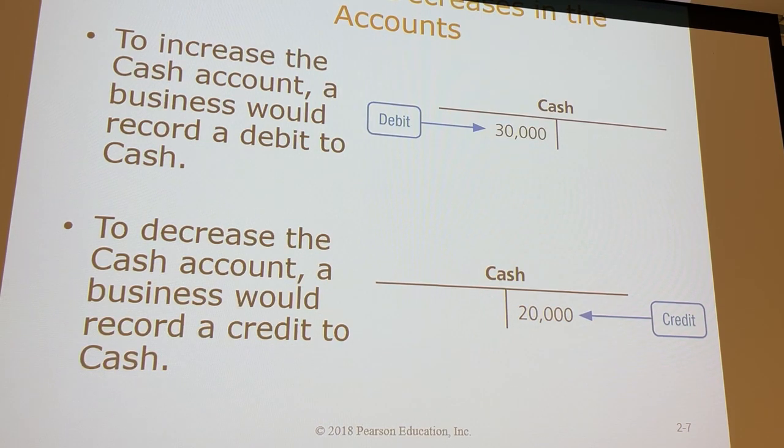So going back to our example of the cash account, if we want to show that cash has increased, then we show a debit on the left side. We show cash going up by $30,000. Then if we want to show that cash is going down by $20,000, we would show a credit entry on the right side with $20,000 to show the decrease in that instance in our cash account.